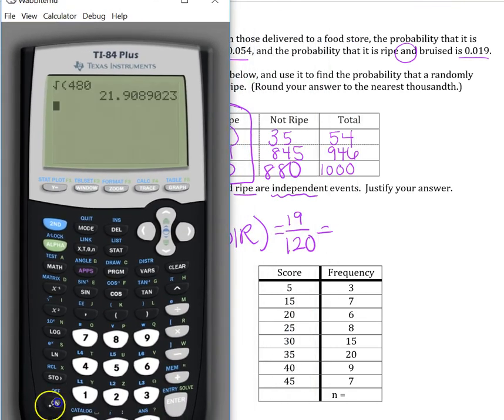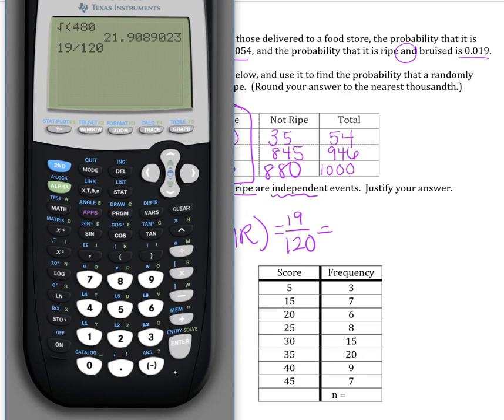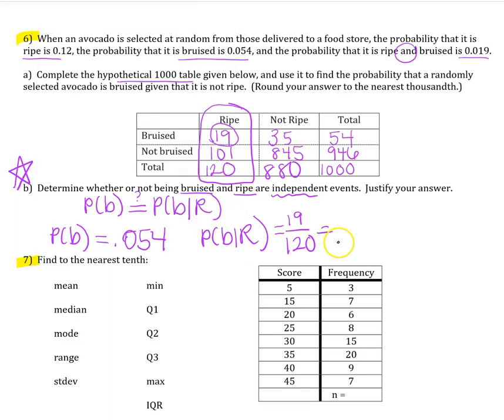Okay, so in my calculator, I do 19 divided by 120. Gotta move my calculator up a little bit. I get 0.158. Because these probabilities are not the same, they are not independent.